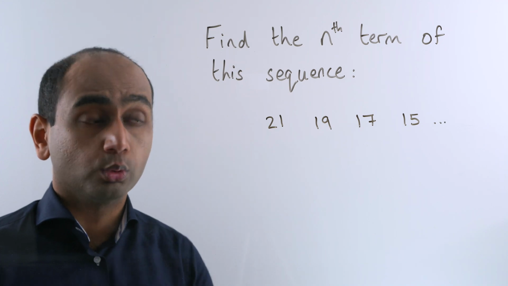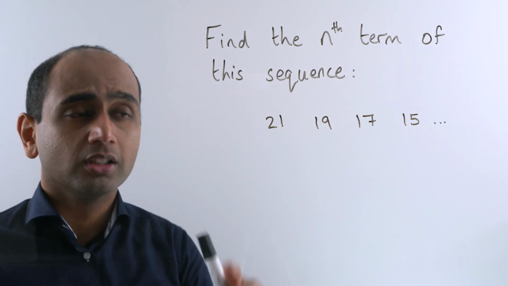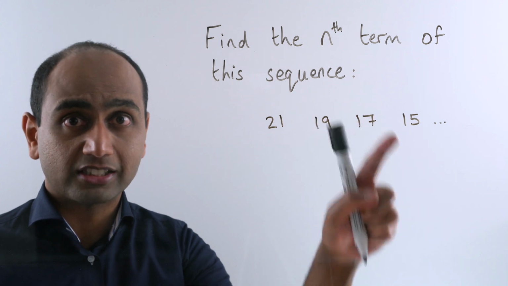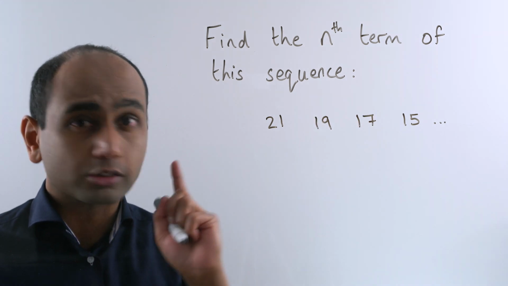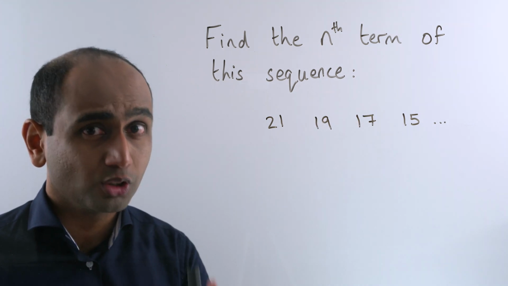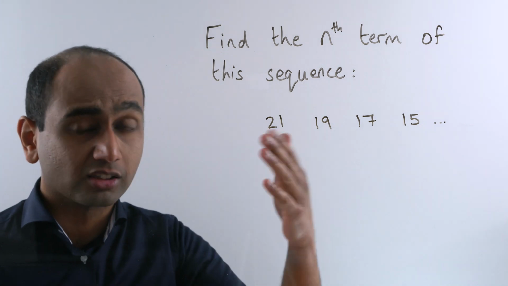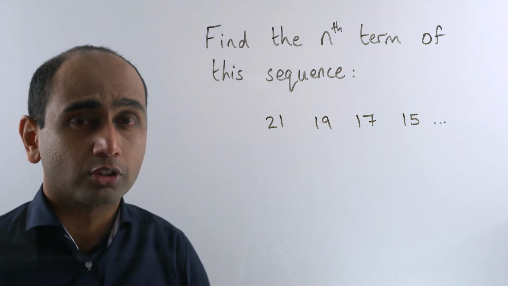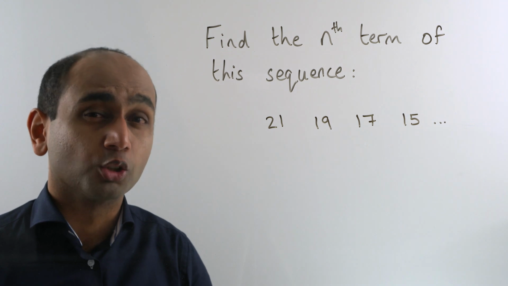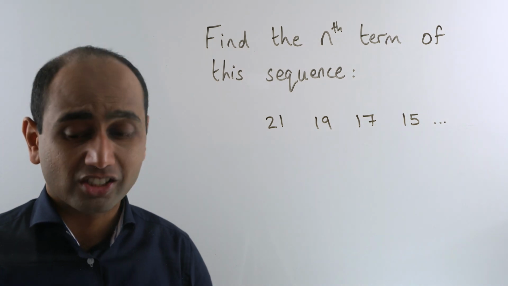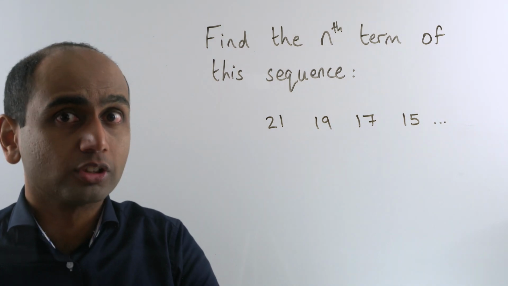Here's the next example. We need to take a bit of care with this one. This sequence is going down in steps of 2. Now, it's not like the 2 times table, because the 2 times table, 2, 4, 6, 8, and so on, is going up in steps of 2. The simplest sequence that goes down in steps of 2 is actually our negative 2 times table.